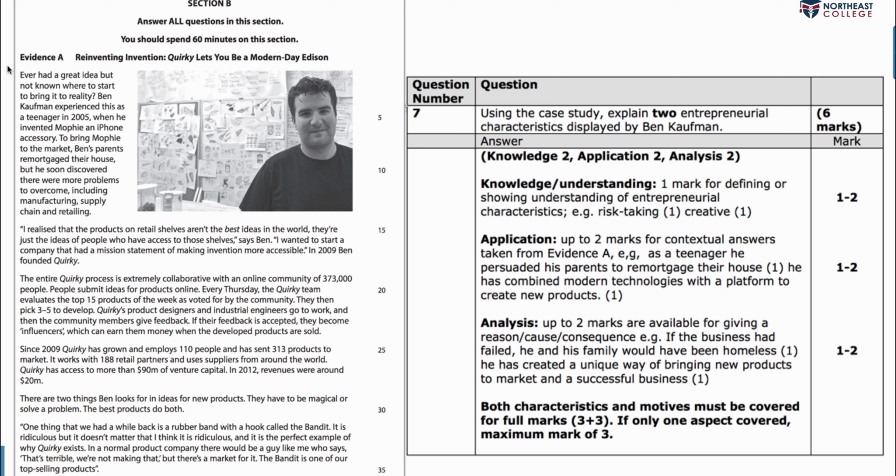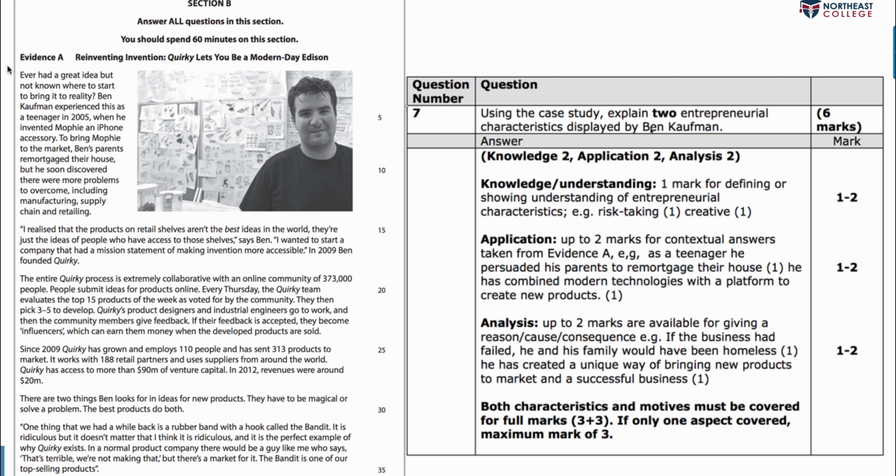Usually when you're in section 2, I suggest you look at the question first before you read the case study. This will give you an idea of where to start marking because you're conscious of time. So let's take a look at the question. The question says, using the case study, explain 2 entrepreneurial characteristics displayed by Ben Kaufman.